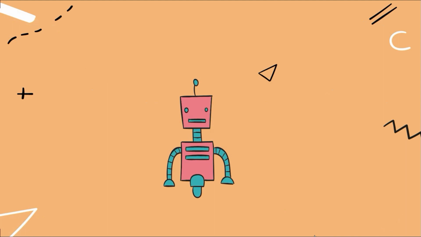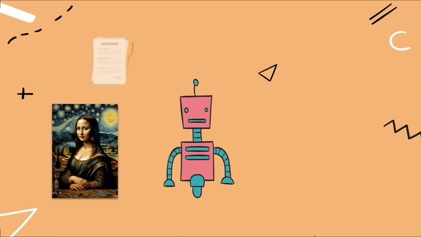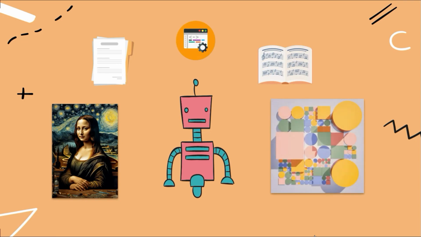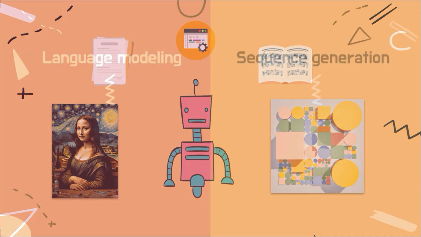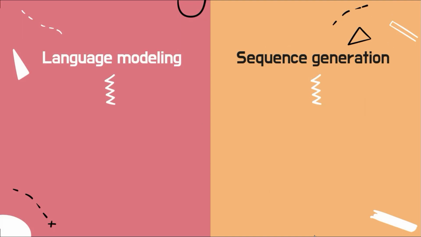But what is actually generative AI? Generative AI is an artificial intelligence technology. It involves the creation of new and meaningful content by learning patterns and structures from existing data. For example, images, text, coding, audio, and other kinds of content. In the context of language, this often involves language modeling and sequence generation. So let's start with language modeling.